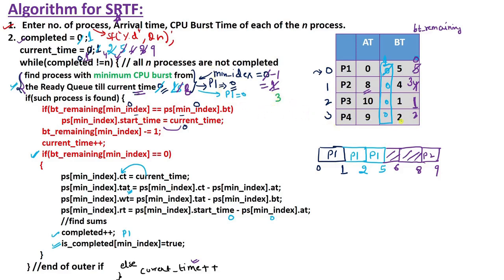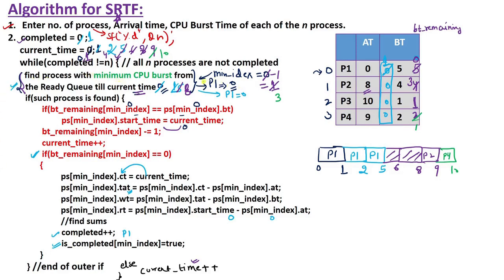Now for 3, these both are equal. So we'll set the start time of this process P4. So after P2 we will run P4, and the start time will be 9. After this, decrement the remaining time, that is this will be 1, and current time will now be 10. Current time will be 10, and we'll check if this process has been completed. Remaining time is 0? No. So we'll leave this if and we'll go again.